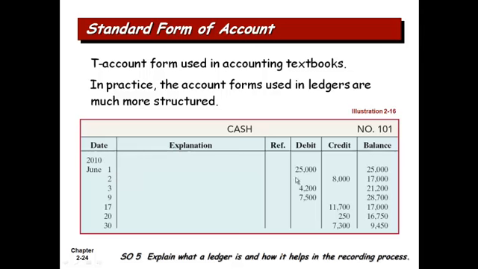June 1st, there was a debit for $25,000, so there was an increase in cash. On June 2nd, we paid cash for $8,000, and here's the accumulated balance. So 25 minus 8 equals 17. June 3rd, we added 4,200. 4,200 plus 17 equals 21.2. And all down here, increase in cash, decrease in cash, decrease in cash, decrease in cash, final balance.